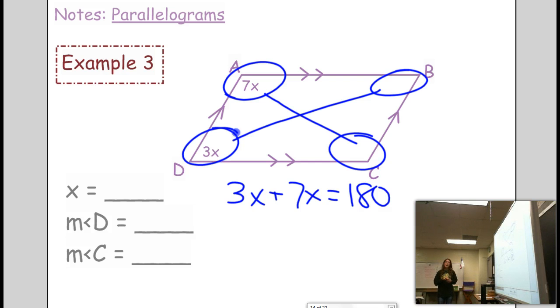John, 3x plus 7x. 10x. Okay, John, 10x equals 180. What is x?